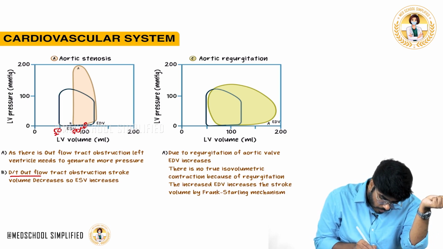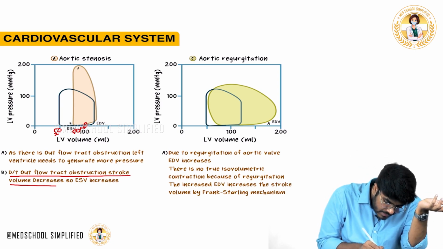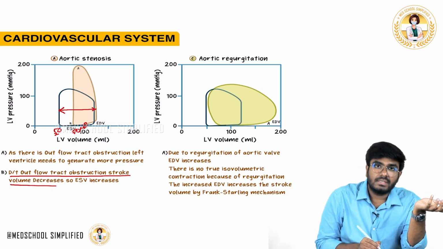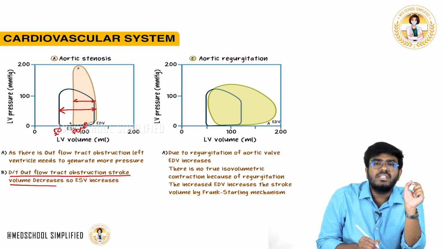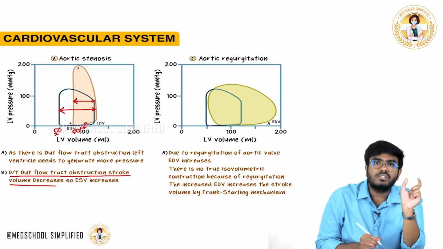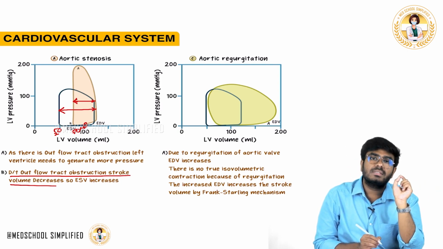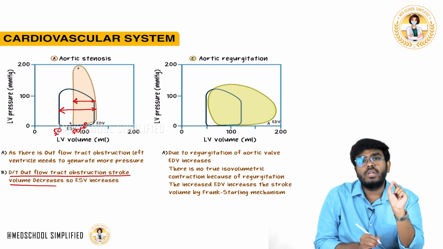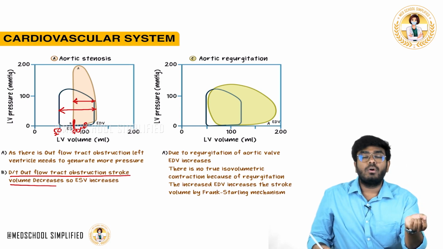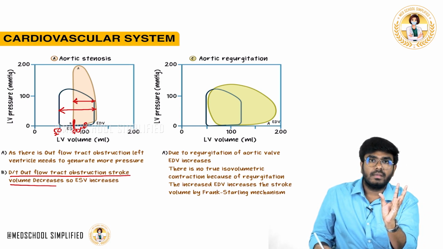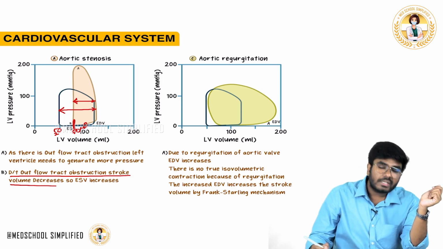Because as there is outflow tract obstruction, stroke volume decreases. Normally there is a big difference in stroke volume, but right now the difference is very small. So automatically stroke volume is decreased, because blood is not going out. And one more thing: end systolic volume is increased. A lot of blood is staying inside the ventricle even after the systole, even after the contraction. So end systolic volume increases.